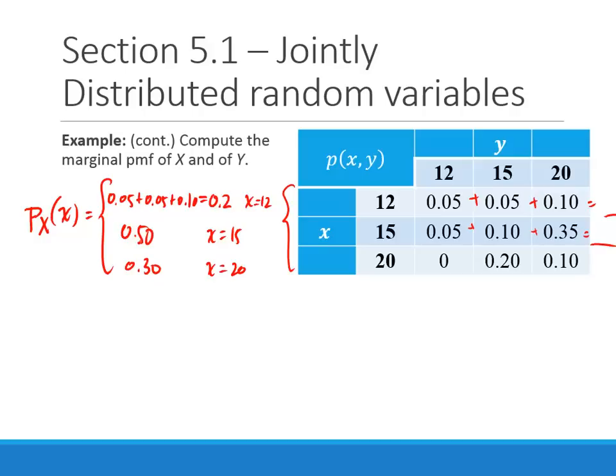Kind of going from having information about both of the random variables to collapsing just to look at one of those random variables. We could do the same thing for Y. So the marginal PMF for Y.